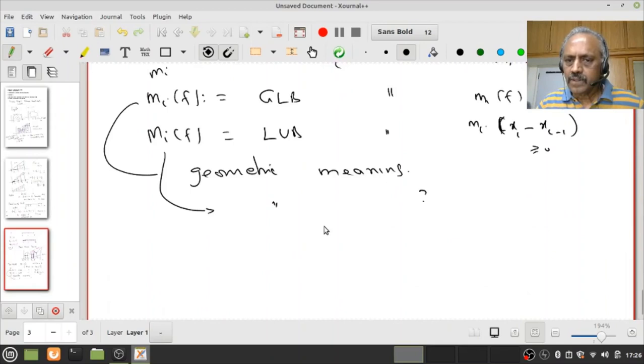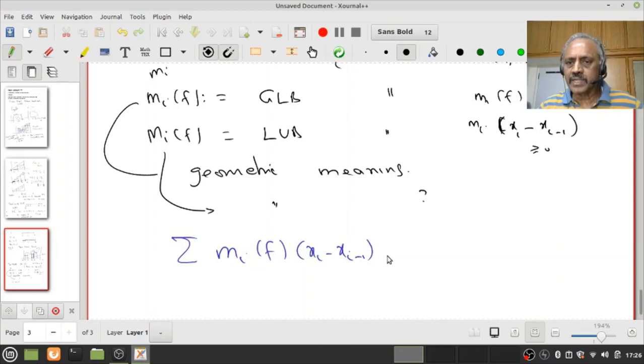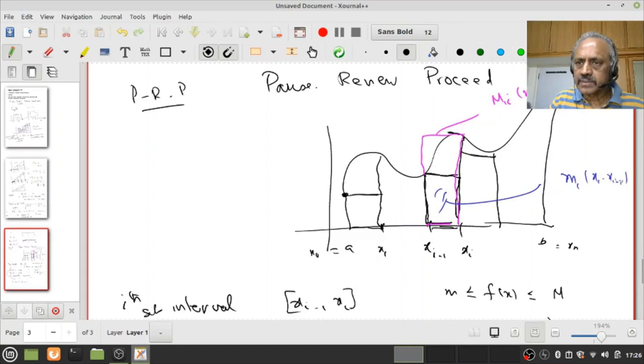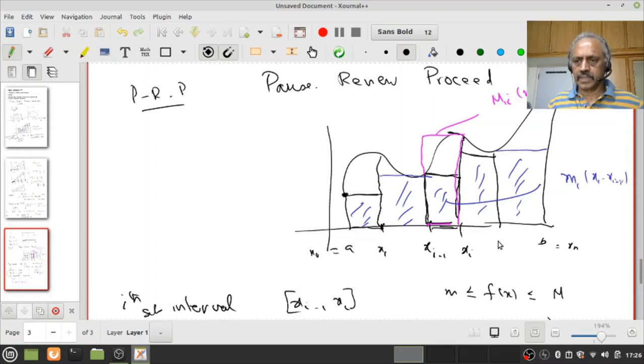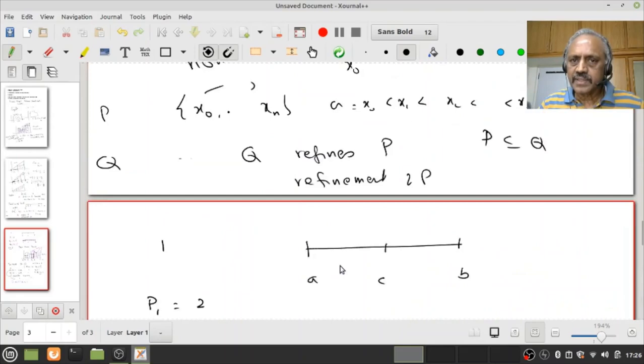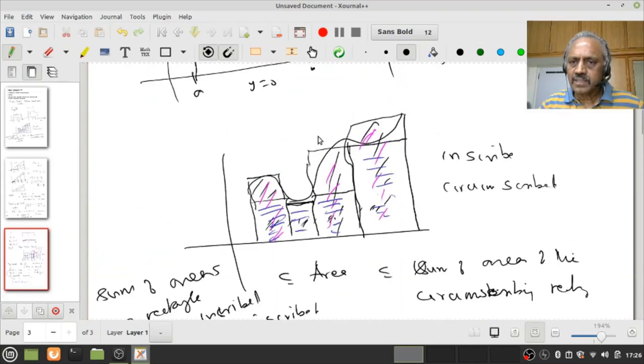So if I sum these things, mi of f into xi minus xi minus 1, what do you think I get? Looking at this kind of rectangles, I am getting the sum of the areas of the rectangles. You follow that? This is what we said earlier. The sum of the areas of rectangles inscribed in the graph, under the graph, if you want.